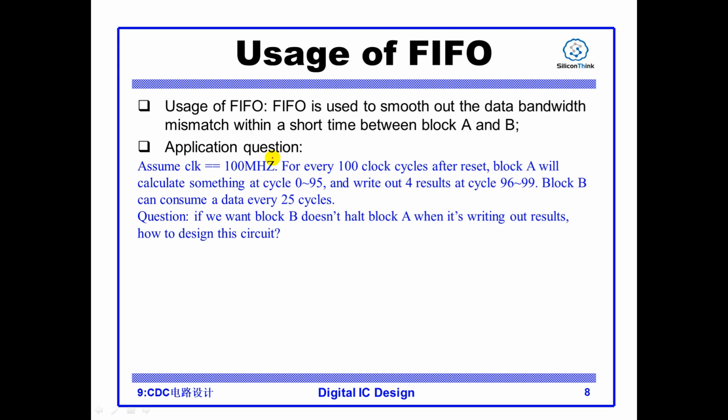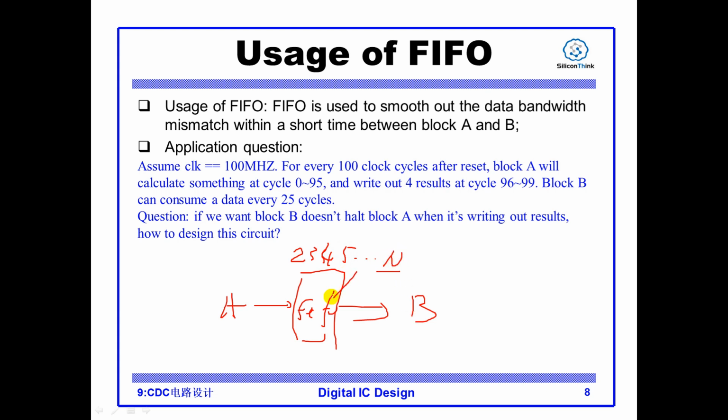And return back to the question. When we use a FIFO between them, how to design the depth for the FIFO? You can choose 2, 3, 4, 5. How to choose the depth for this FIFO in this application? Can you calculate it?